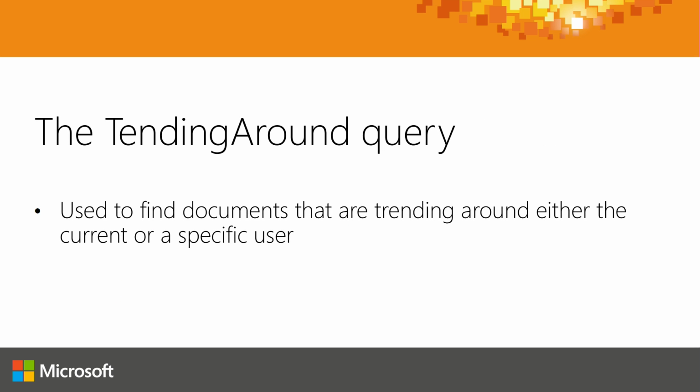Now, there are a couple of main types of queries that we simplify down to make it very easy to consume them. And the first one is the trending around query. So this gives me the ability to say, I want to find content of any sort, and I could filter that with a custom query to be able to say, show me what's trending around a particular person.